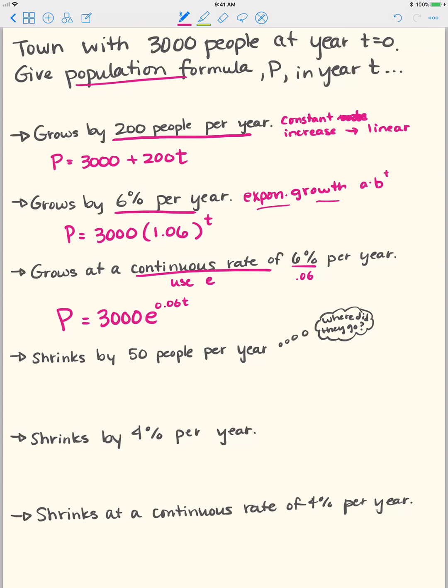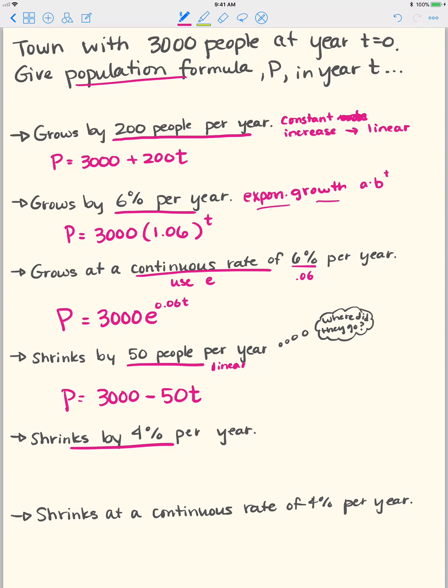Okay, the shrinking population will model the growing ones, but at the decaying rate. So if it's shrinking by 50 people per year, that's a constant decrease of people per year. So this one's going to be linear. So our population starts with 3,000 people, and you'll subtract 50 times t for t years.